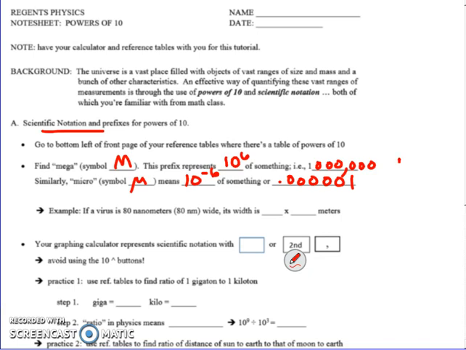So 10 to the 6th is large, 10 to the negative 6 is very small, and if we divide the two, if you remember how to do that, there is a big, big, big difference. And we'll talk about that in a second.